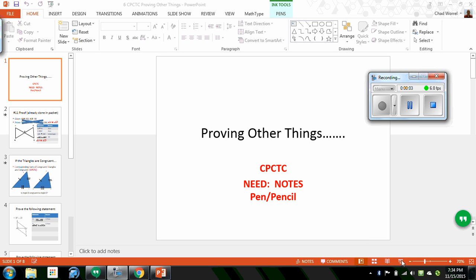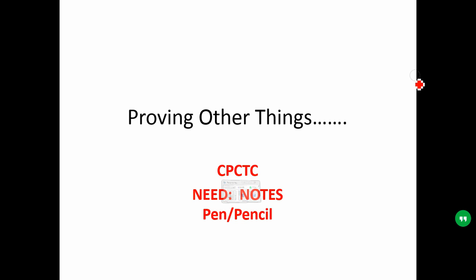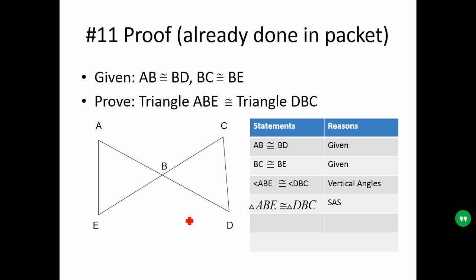All right, this lesson is going to be on corresponding parts of congruent triangles. So we're going to take a look at some of the other things that we can prove once we have proven that triangles are congruent. By the end of this lesson, you should be able to understand that we can now use CPCTC, corresponding parts of congruent triangles, to prove that pieces of triangles are congruent.